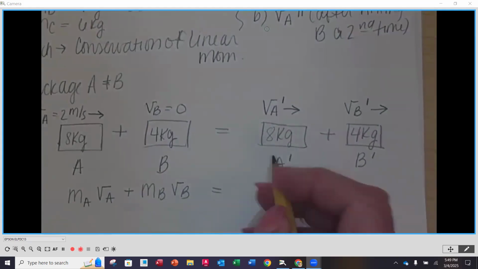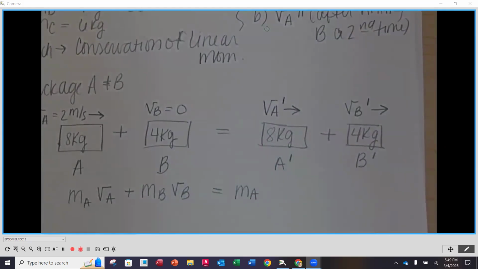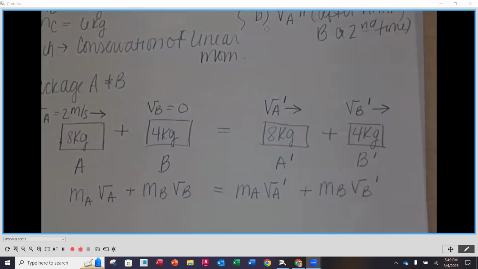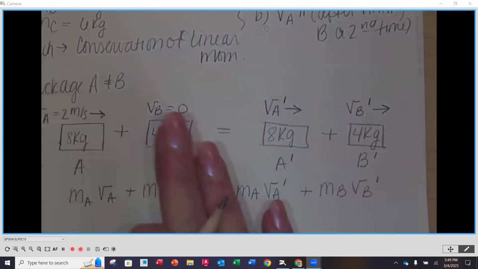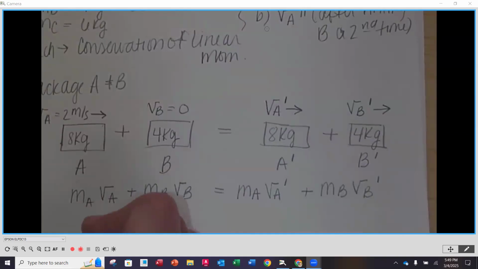Then we go to the right-hand side. We're still going to have the very same mass for A, but this time this is after the collision, and we're going to have velocity A prime, plus mass B times velocity B prime. Again, the non-primes are the befores, or the initial state, and the primes are our afters. Now we're going to put our values in. We know that the mass of A is 8 kilograms.